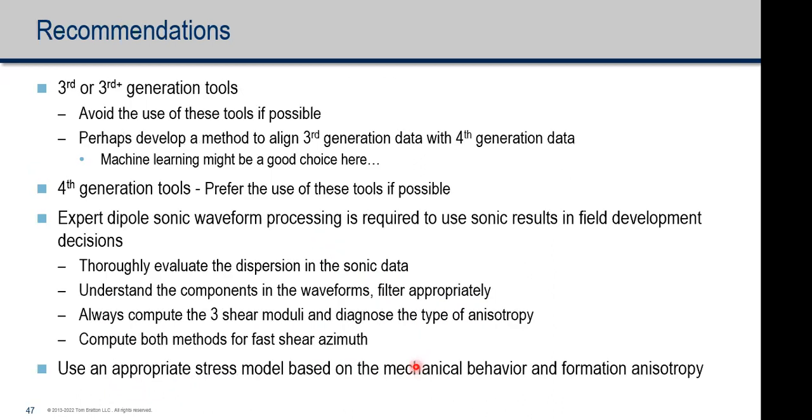So my recommendations would simply be this: avoid the use of third generation tools. You can't get an accurate slowness with them. The fourth generation tools are better in terms of electronics, better centralization, better software. There's more we can do with the data.